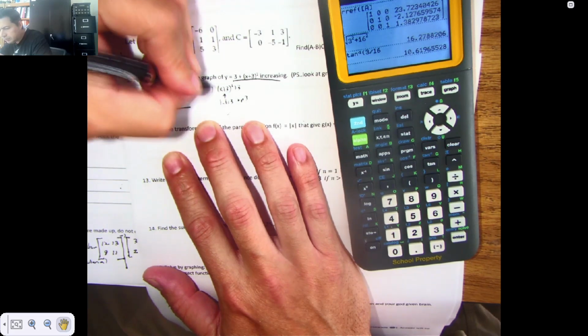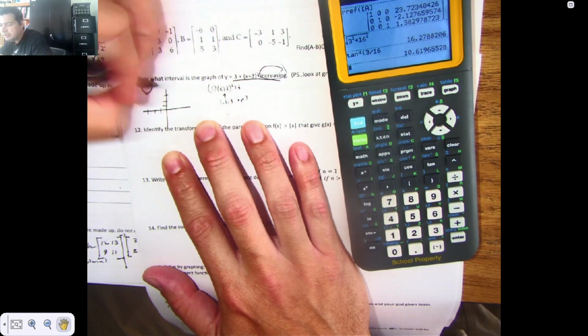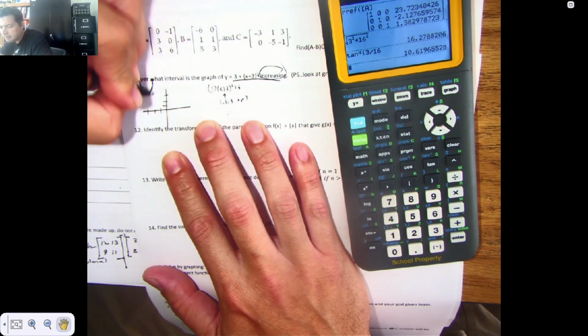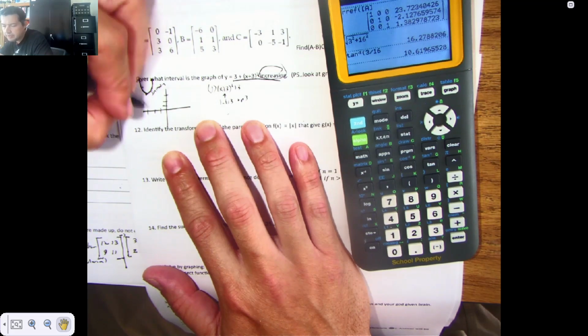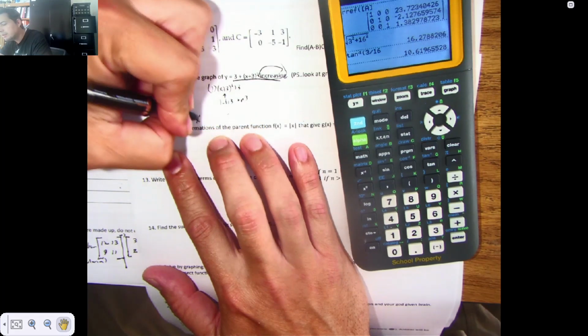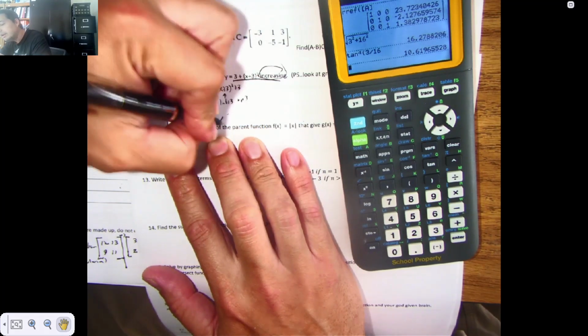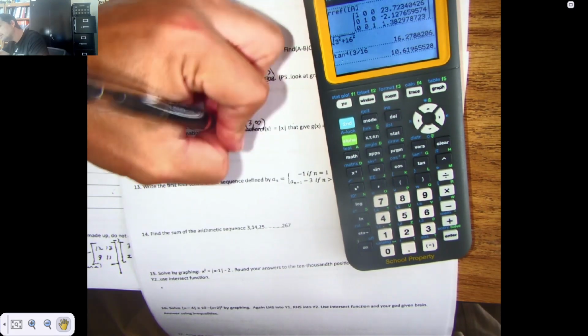It has an understood 1 right there, so it's going to rise 1 and run 1. It's going to look something like this. Now this one says, where is it increasing? This would be increasing. It starts right here where x is 3, and it moves to the right. So the relationship is that x is greater than, not equal, x is greater than 3. The increasings never have equality. Or, since I probably want the interval, 3 to infinity. That's the answer I'm looking for.